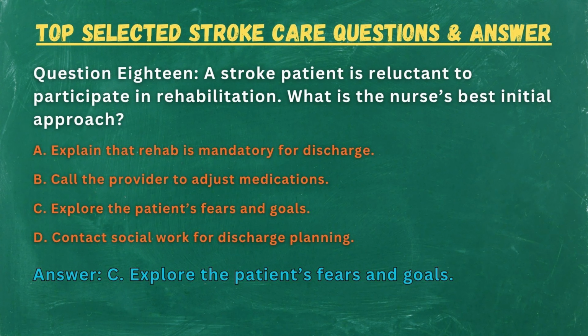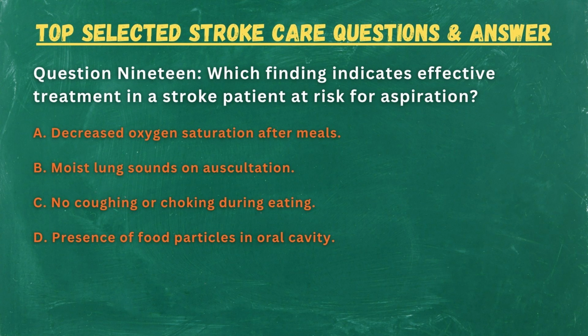Answer. C. Explore the patient's fears and goals. Question 19. Which finding indicates effective treatment in a stroke patient at risk for aspiration? A. Decreased oxygen saturation after meals. B. Moist lung sounds on auscultation. C. No coughing or choking during eating. D. Presence of food particles in oral cavity.